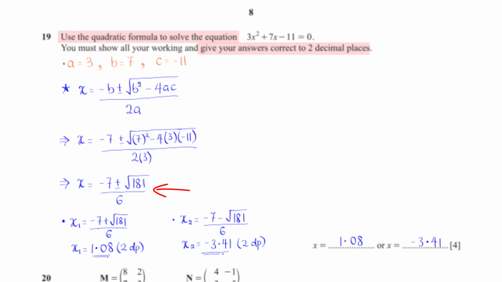And so from here, we have the first value of x being equal to negative 7 plus the square root of 181, divided by 6. This gives us 1.08 correct to 2 decimal places. For the second value of x, we have negative 7 minus the square root of 181, divided by 6. This gives us negative 3.41 correct to 2 decimal places.